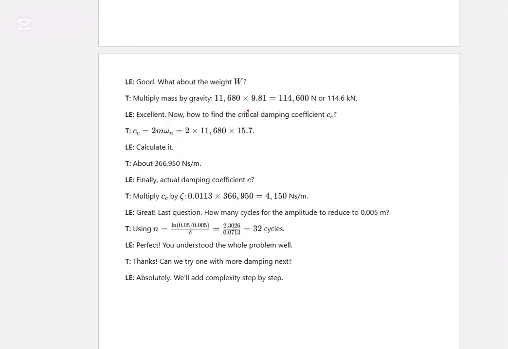So good. What about the weight? We can multiply mass by gravity. And now, how do we find the critical damping coefficient? We have C_c equal to 2 times m times omega n. Calculate it. So this is the value.